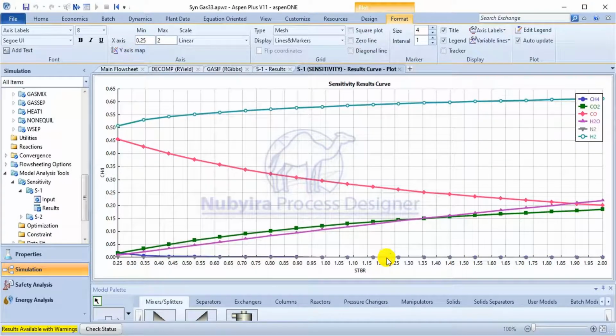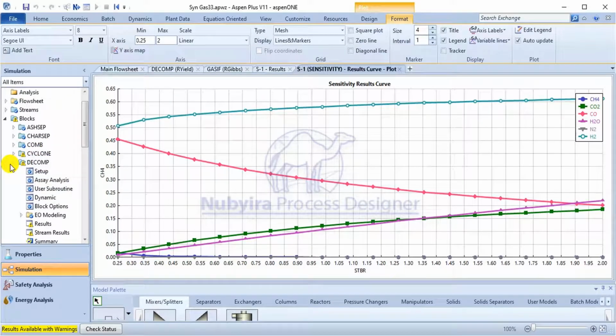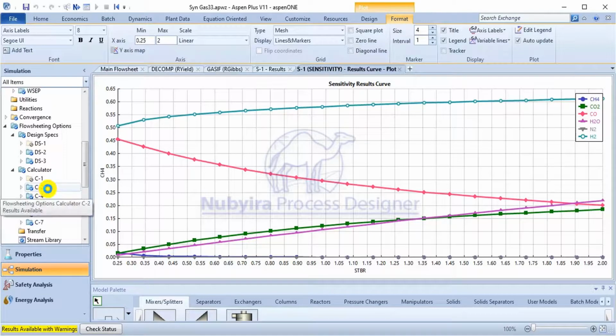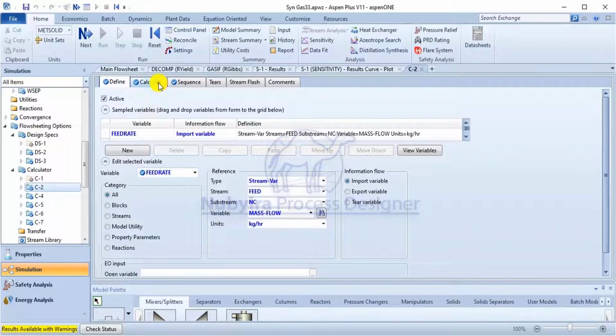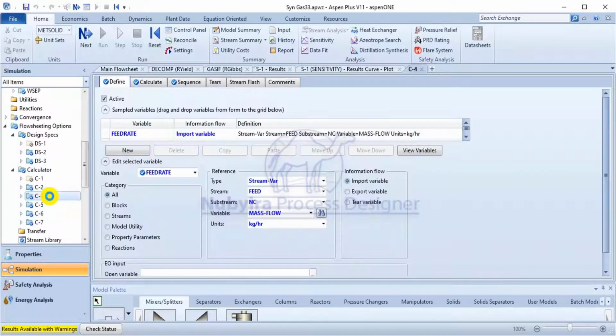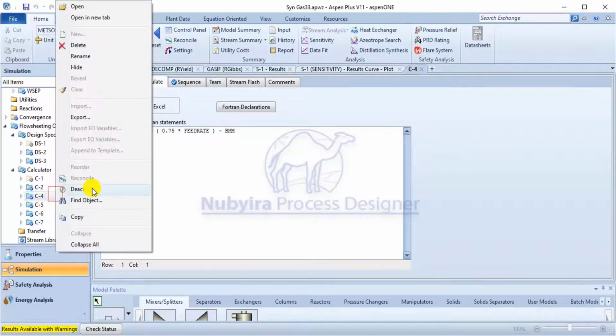Let's do something. Okay, this is not the plot I'm expecting. Let me check. So check the design spec. Okay, it's not useful. This one too is not useful. The calculator is there. I have to deactivate this. This is not what I was expecting.